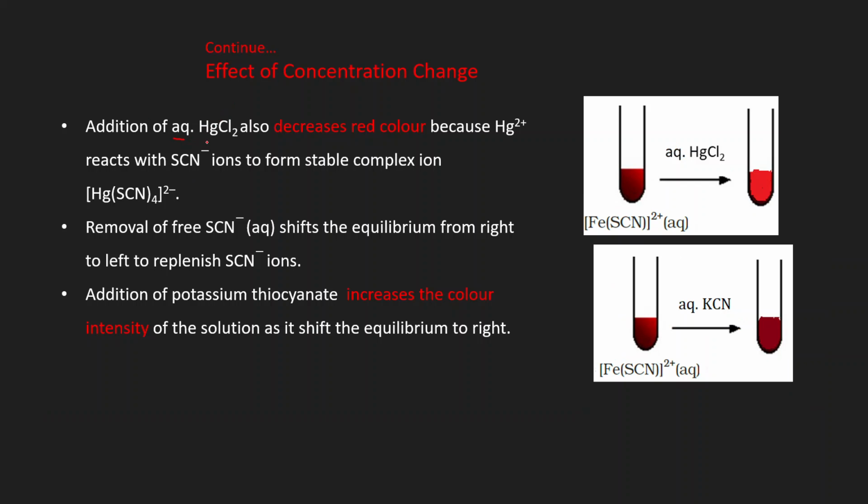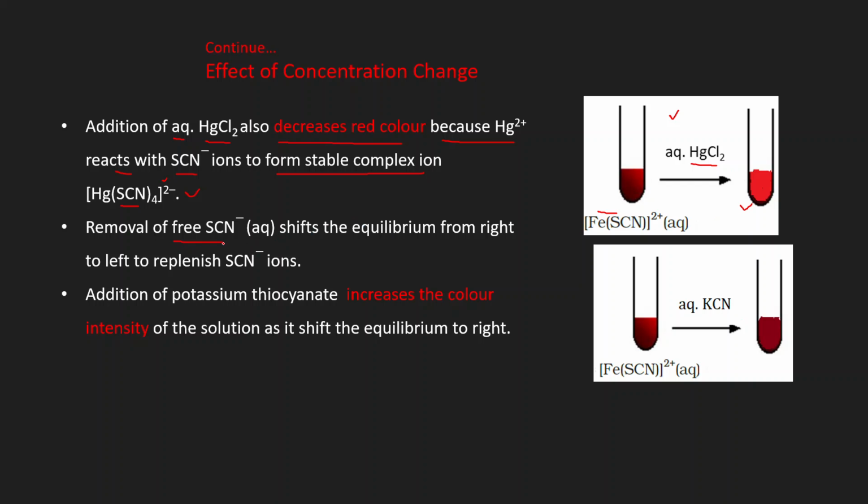Addition of aqueous HgCl2 also decreases red color because Hg2+ reacts with SCN- ions to form the stable complex ion HgSCN4 2-. This can also be explained with the help of this diagram. This is the deep red color. When we add this HgCl2, it reacts with one of the reactants, that is, the thiocyanate ion. When the reactant is decreased, the product will decompose to form more reactants. That's why the intensity of the red color is decreased.